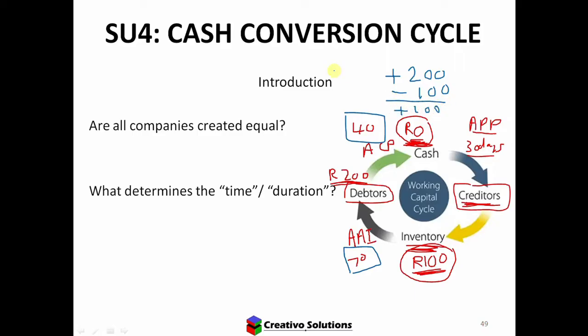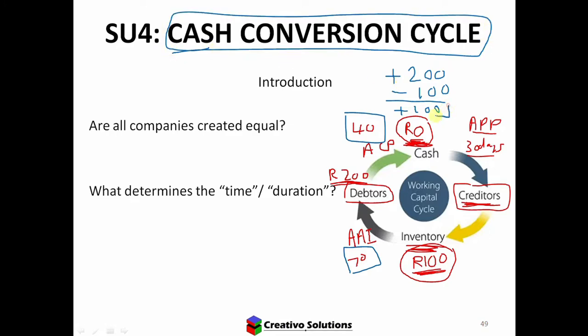And this is what the cash conversion cycle is talking about. The cash conversion cycle is talking about this. How quickly or slowly is a business able to generate its own cash flow? Businesses that can generate their own cash flow are called cash cows.